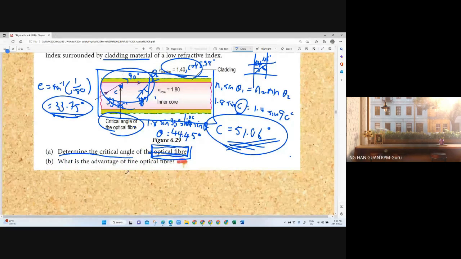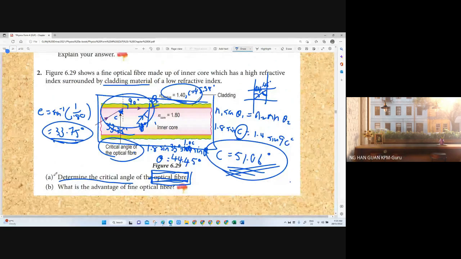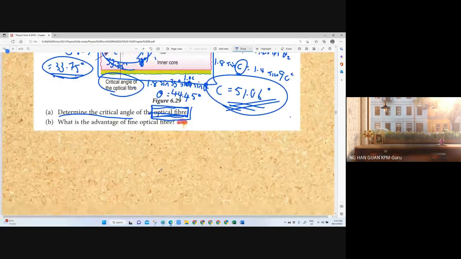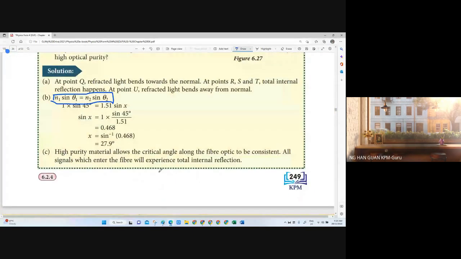So anyway, hopefully in the exam they will make it clearer when they design the questions. All right, hopefully. So that's all about total internal reflection, right?